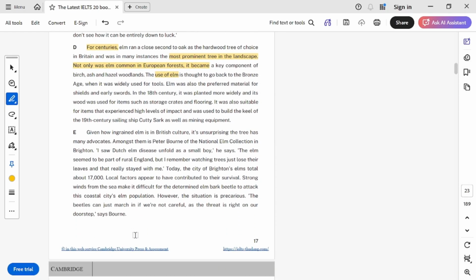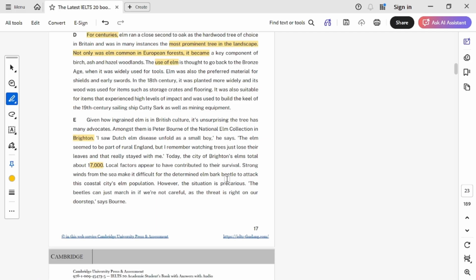In paragraph E, it talks about Brighton. A collection of elms. Brighton has around 17,000 elm trees. Okay. Then we get an important sentence: strong winds from the sea make it difficult for the elm bark beetle to attack this coastal city's elm population. Are you getting the point? Look at this paragraph.